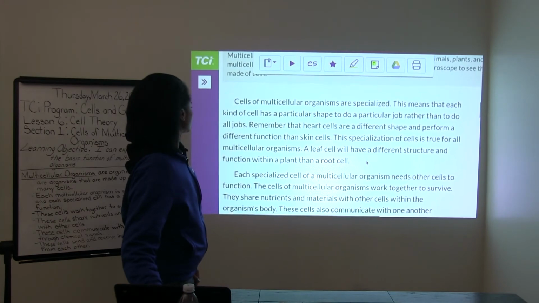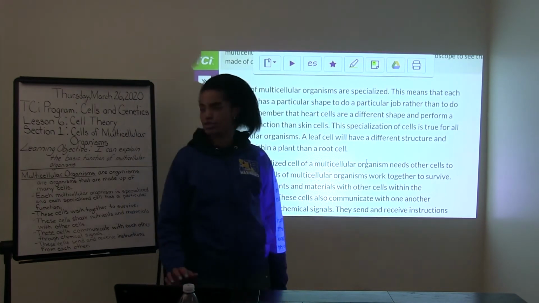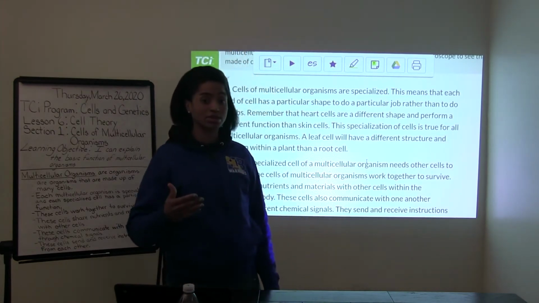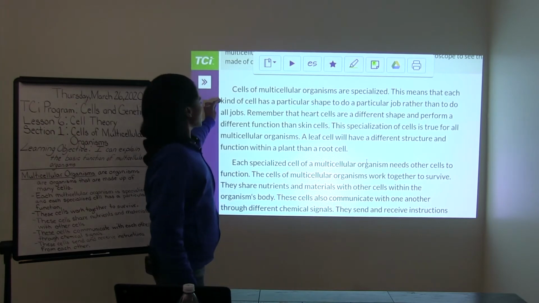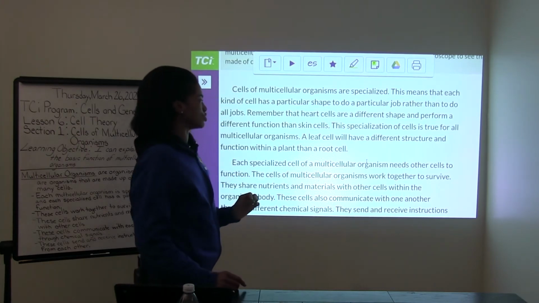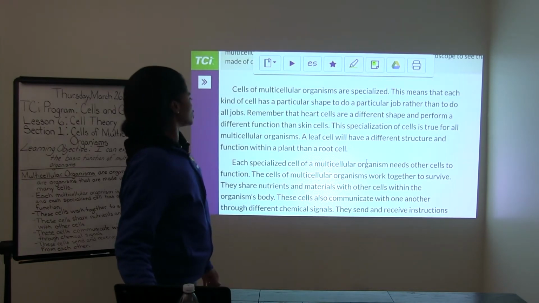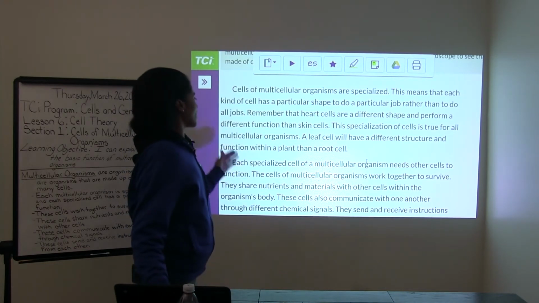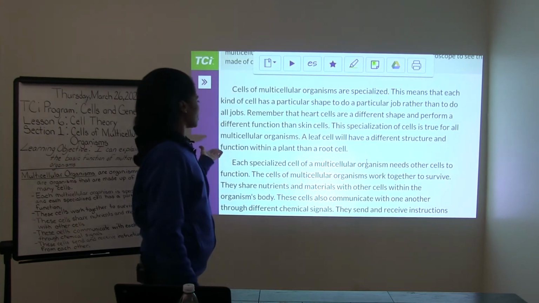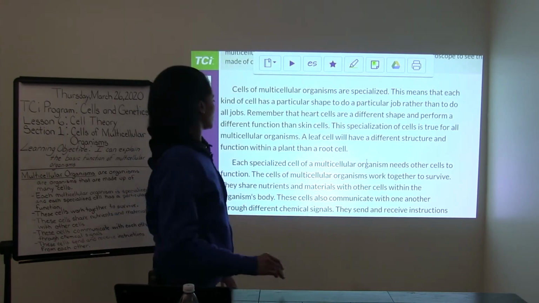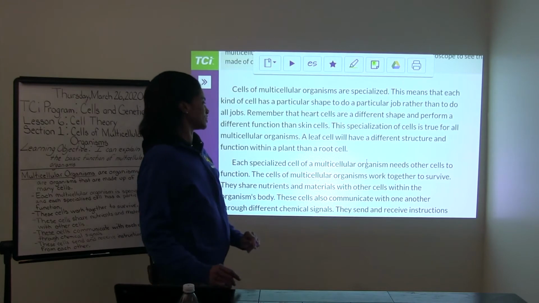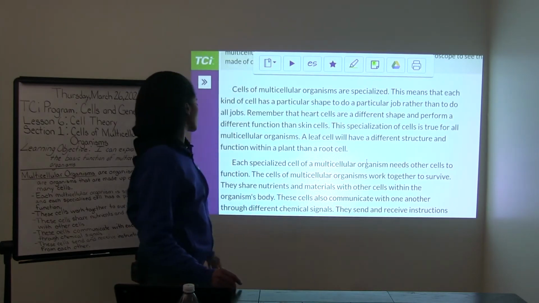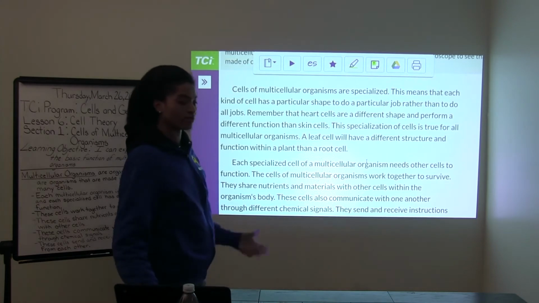Let's talk about some details, because our learning objective wants to make sure that we know some basic functions of multicellular organisms. So, cells of multicellular organisms are specialized. This means that each kind of cell has a particular shape to do a particular job, rather than to do all jobs. Remember that heart cells are a different shape and perform a different function than skin cells. This specialization of cells is true for all multicellular organisms. A leaf cell will have a different structure and function within a plant than a root cell.